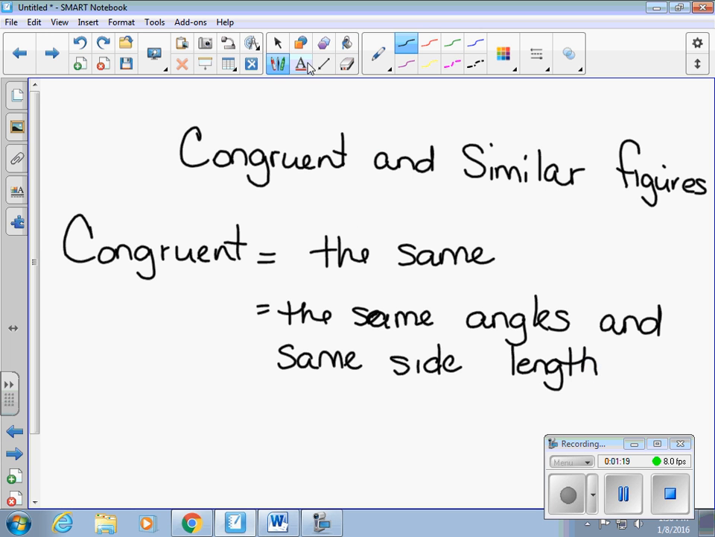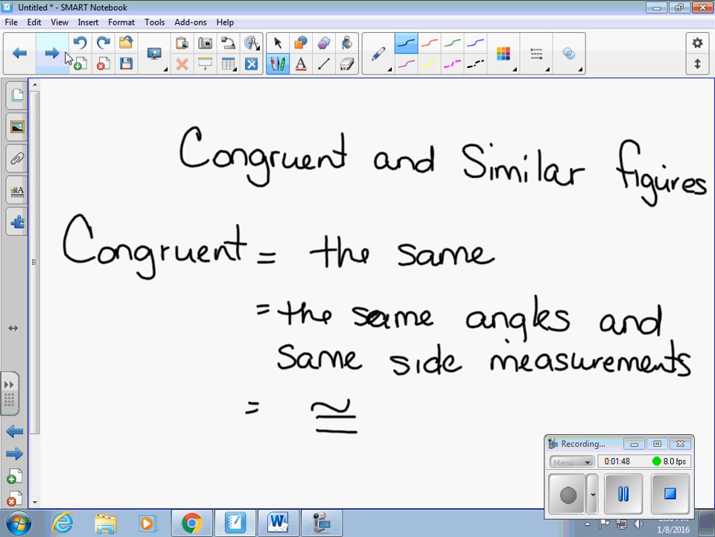Let's just use measurement instead of length. I like that better. So same side measurements. The symbol that I use for congruent is an equal sign with a squiggly line on top. That tells me they're congruent. Okay? An equal sign with that little squiggly line on top.